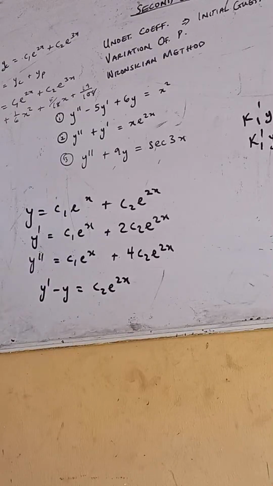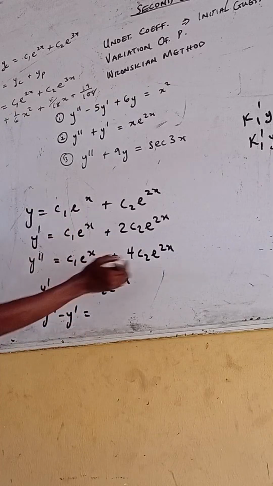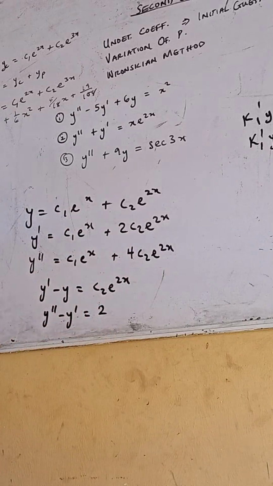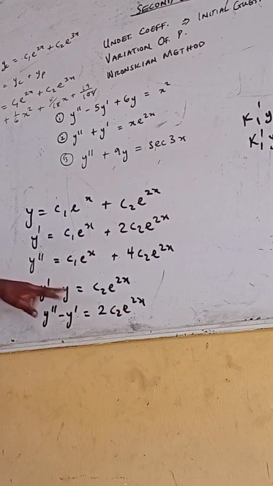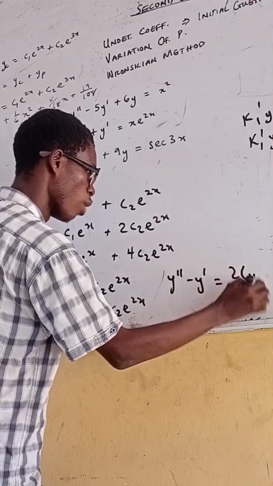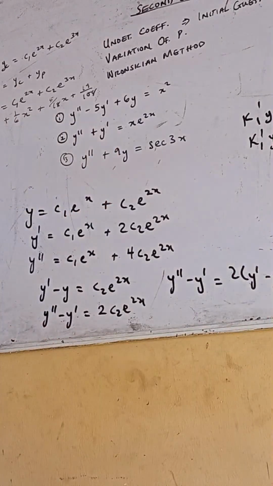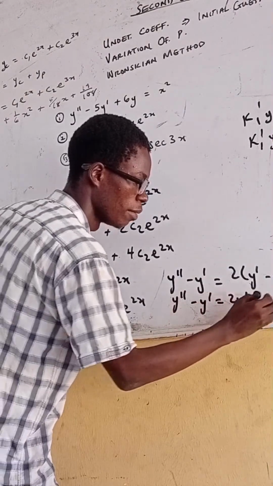So looking at it again. If I subtract, let me say, the three of it. If I subtract y2 and this, y double prime minus y1 equals, this will go. So this is 2, abi? 2 c2 e raised to power 2x, abi? Which is twice of this. You get what I'm saying? That means y double prime minus y prime is equal to 2y1 minus y, abi? You get what I just did? So I can now open this and say y double prime minus y prime equals 2y prime minus 2y.